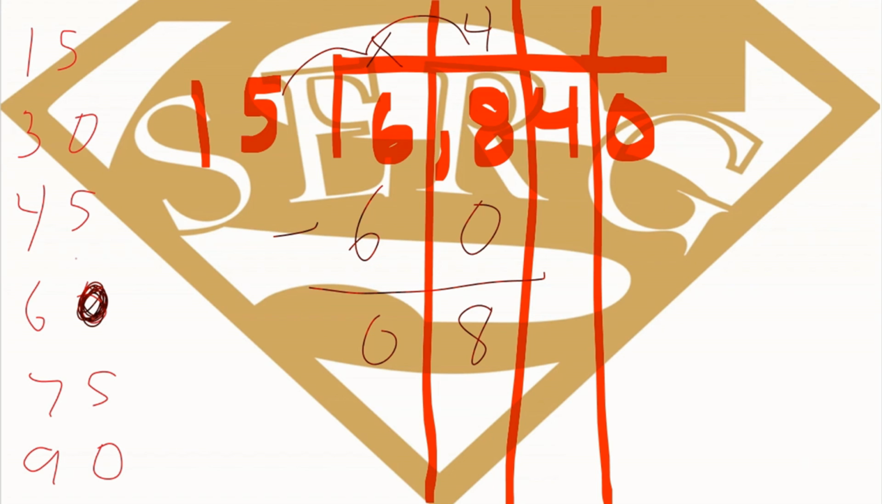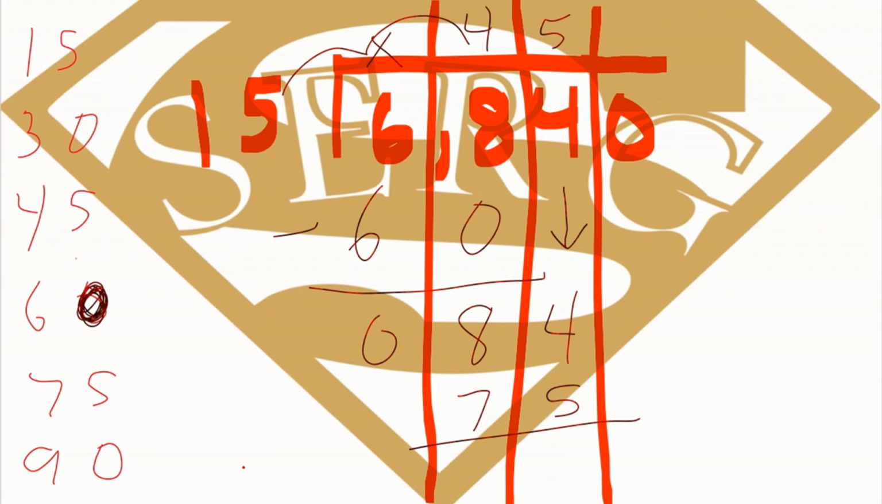Now, can 15 go into 8? Nope. So we have to bring down. Bam. And that becomes 84. Can 15 go into 84? I think it can. Let's count. 15, 30, 45, 60, 75, 90. Oh, 90 is greater, and 75 is the closest. So how many multiples is that? 1, 2, 3, 4, 5. 5 multiples. Bam. Where is that? So 75. There we go.